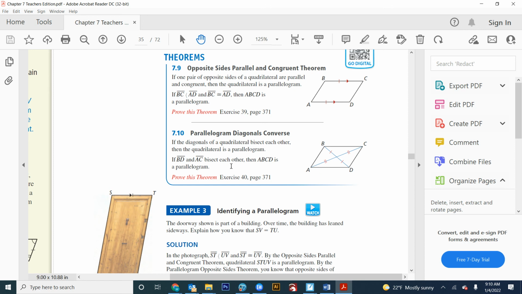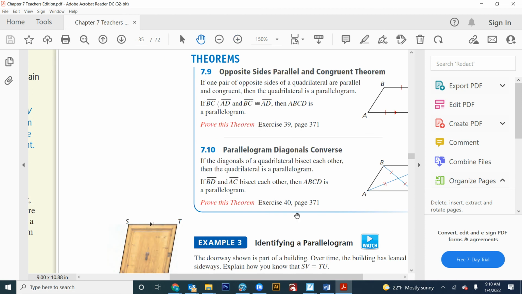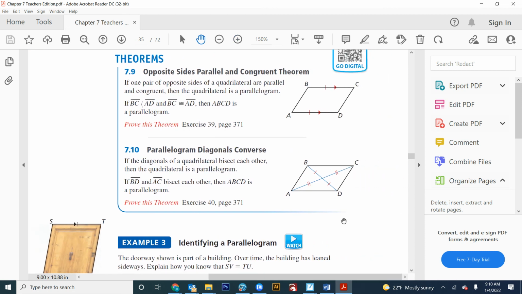So you're going to go through those. I'll tell you what, I'll even leave these 2 up on the board right now so you can get started on them.